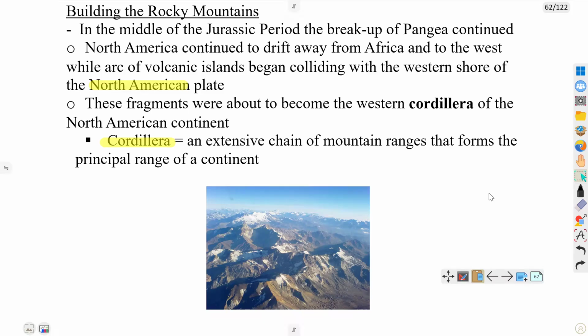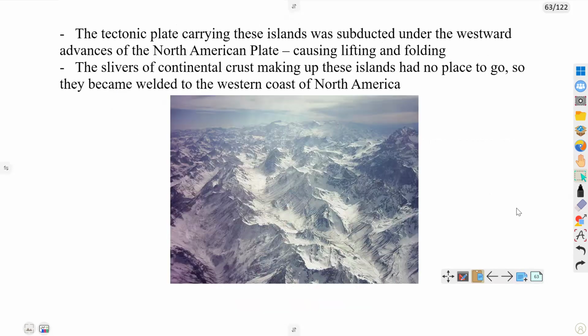They're going to form what we refer to as the Western Cordillera of the North American continent, and a cordillera is an extensive chain of mountain ranges that forms the principal range of a continent. So for us, it's eventually going to become the Rocky Mountains.